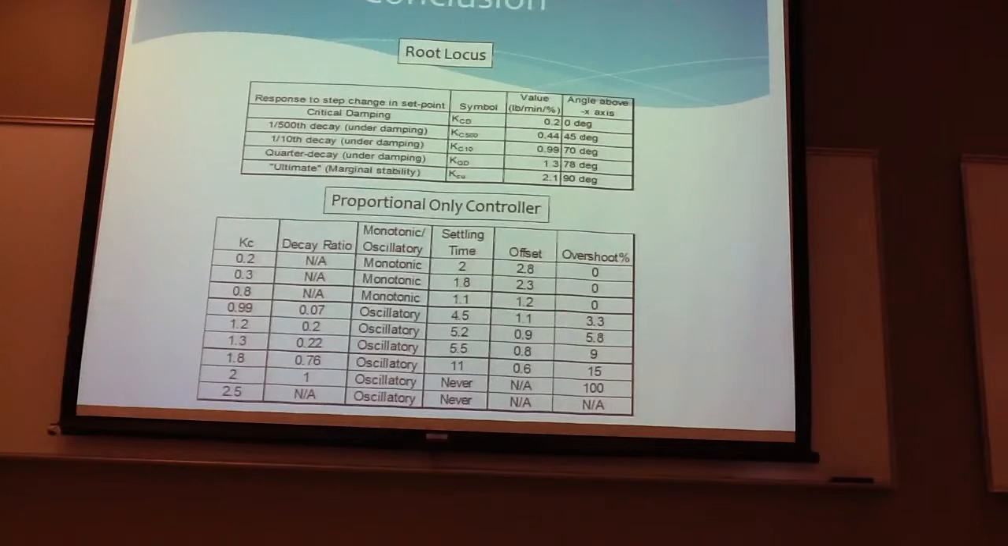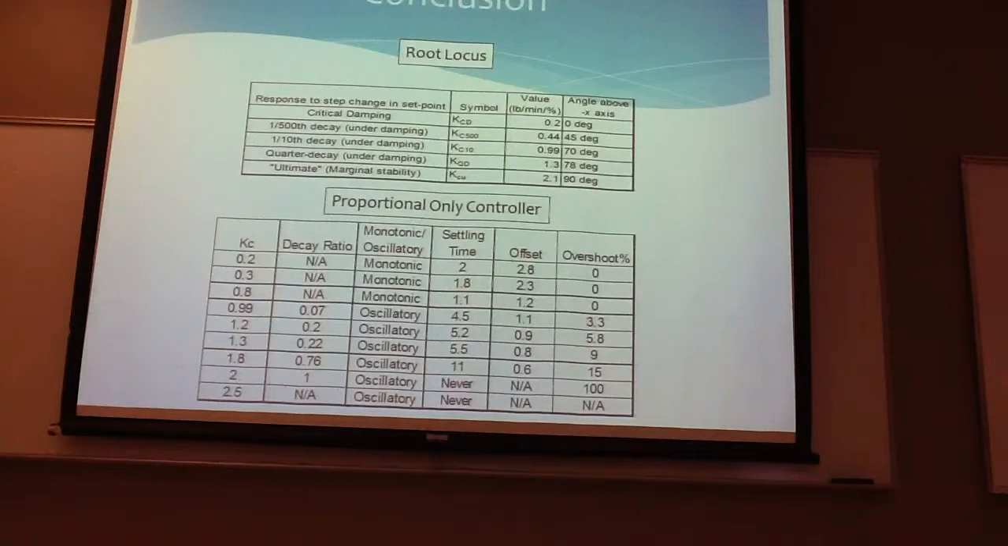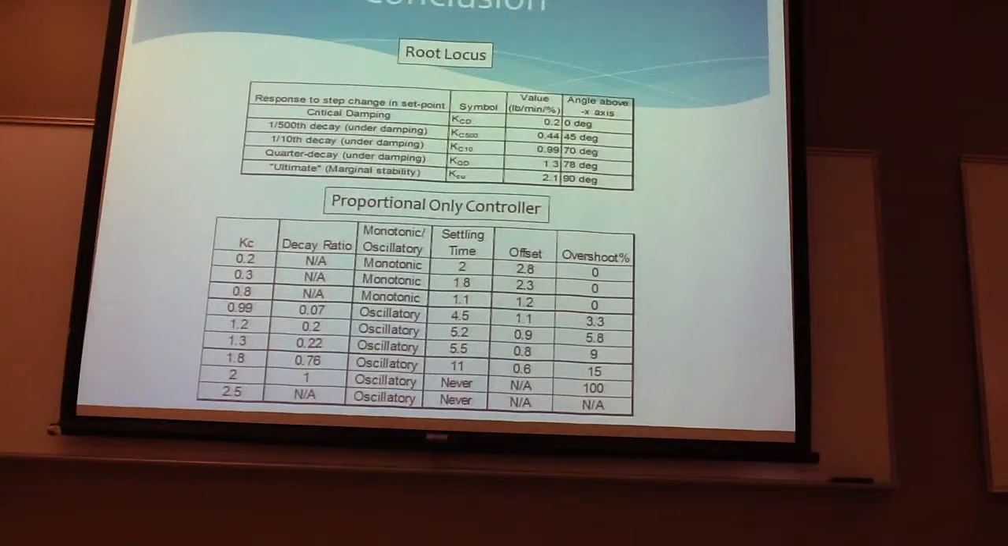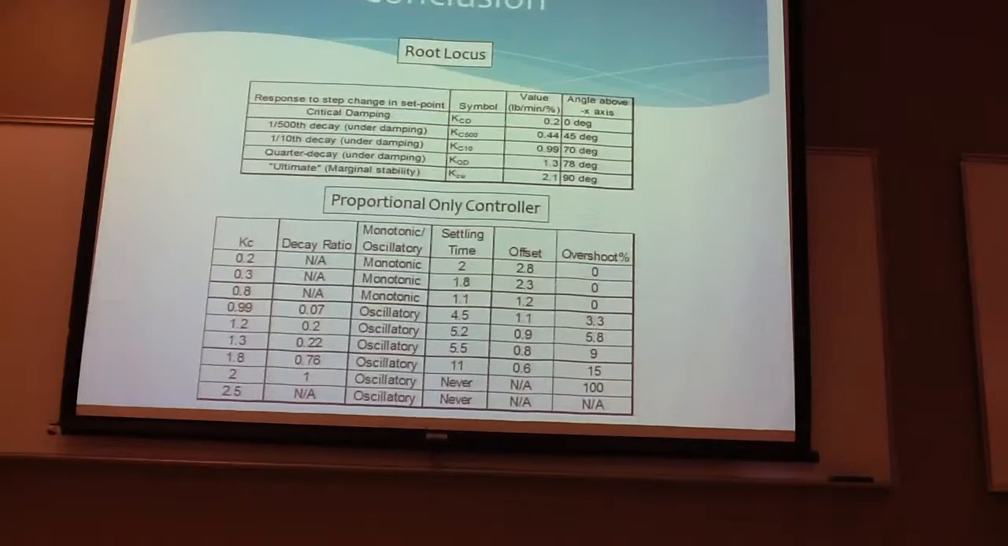For KC equals 1.8, decay ratio was 0.76. It was oscillatory with a much larger settling time of 11 seconds, an offset of 0.6, and an overshoot of 15%. And then KC equals 2, we found to be our KC ultimate when we did the modeling.